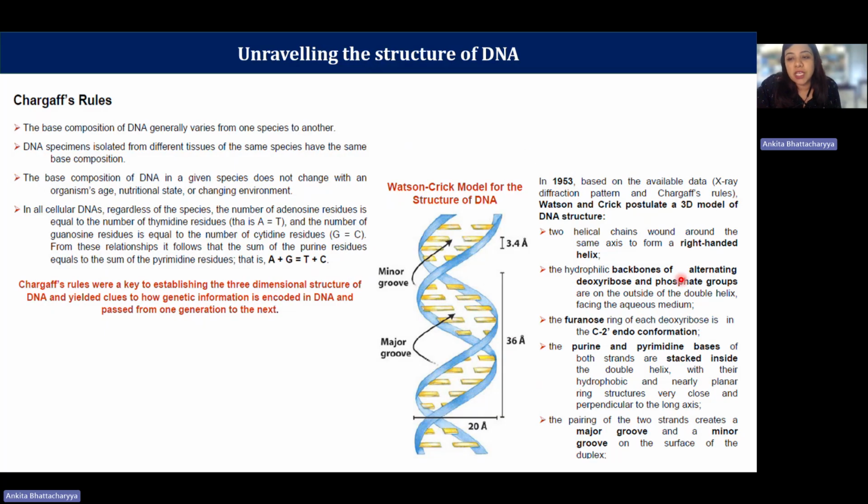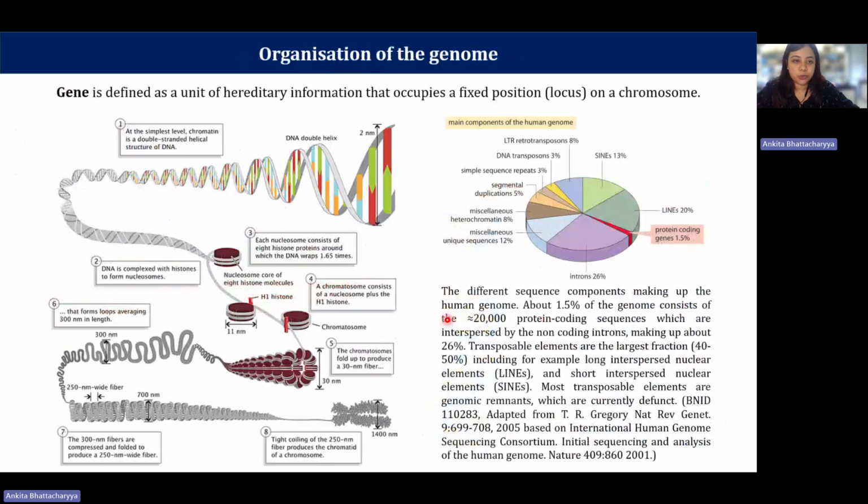The hydrophilic backbones of alternating deoxyribose and phosphate groups are on the outside of the double helix, facing the aqueous medium. The furanose ring of each deoxyribose is in the C2' endo conformation, and the purine and pyrimidine bases of both strands are stacked inside the double helix with their hydrophobic and nearly planar ring structures very close and perpendicular to the long axis. The pairing of the two strands creates a major groove and a minor groove on the surface of the DNA double helix, or the DNA duplex. There's a major groove, and that's where the transcription factor sits pretty much here. We have discussed it later as well. And there's a minor groove also.